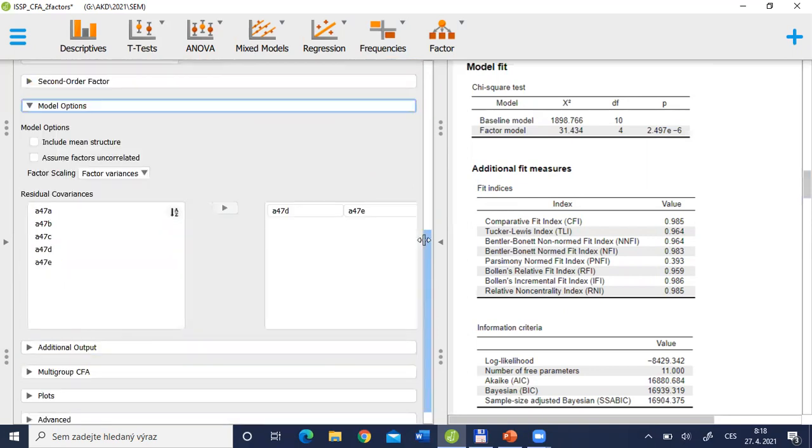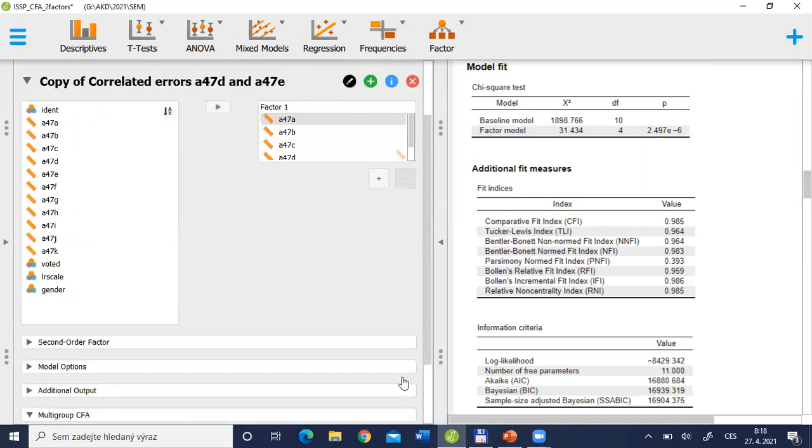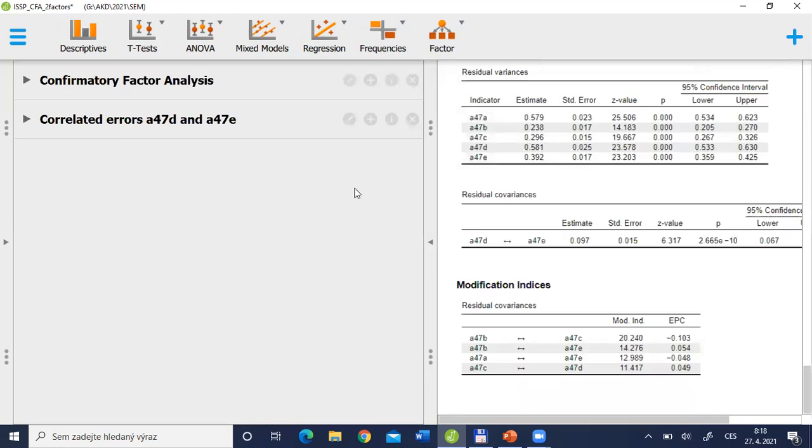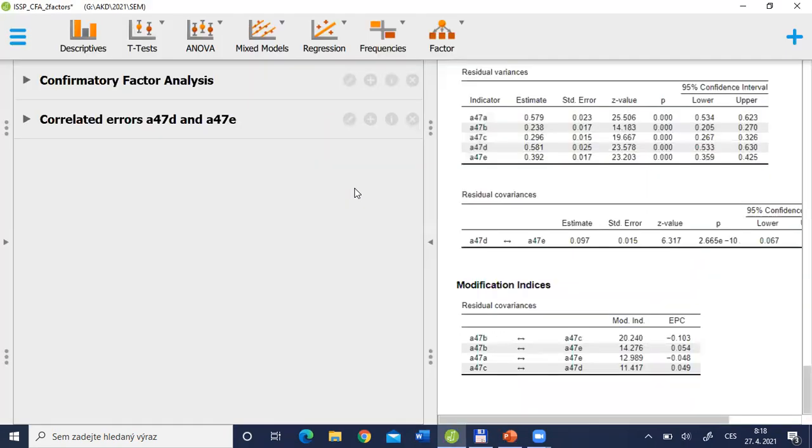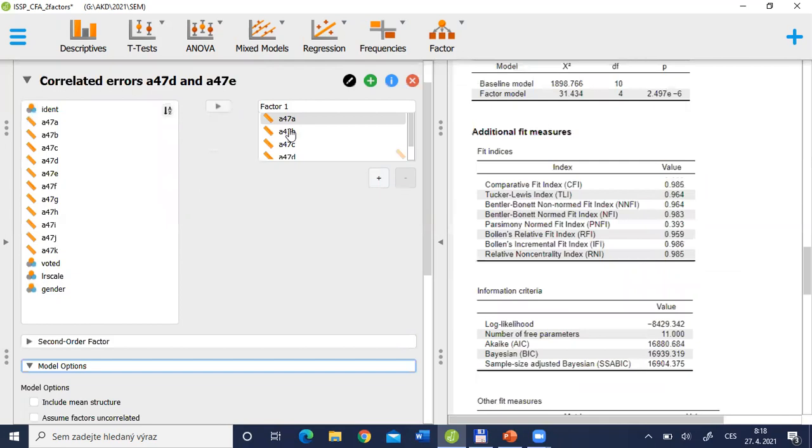So I would close this dialogue. This is some copy, so we don't need it. And now we would go further, and we would take 2 factors. So I would take the previous factor A47A, B, C, D, and E. This would be our first factor measuring the left-right scale. And our second factor will be for the next 6 items, so it means A47F up to A47K. And these items are expected to measure the conservatism and liberalism scale. So we will take these 2.